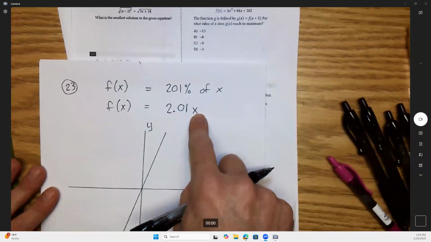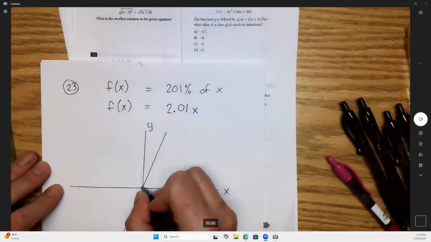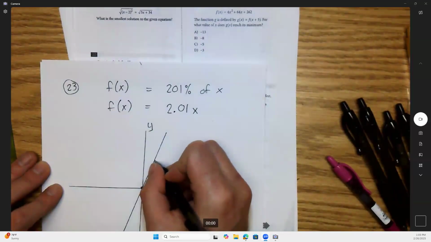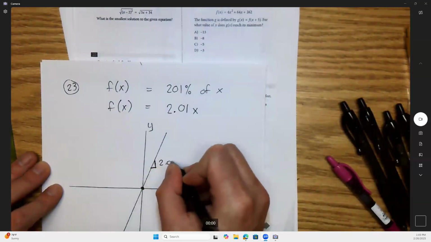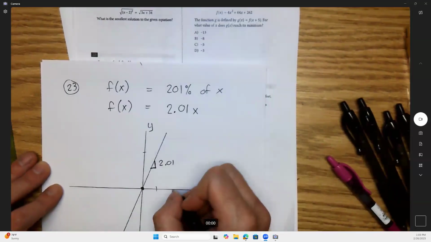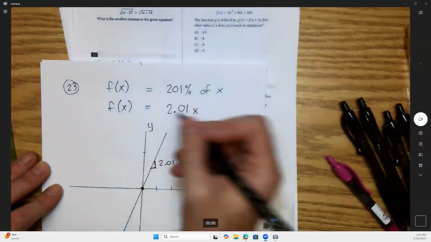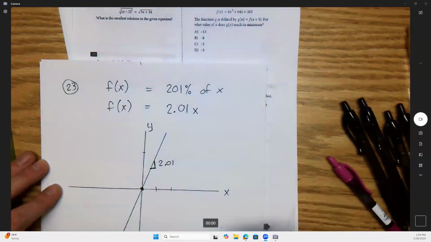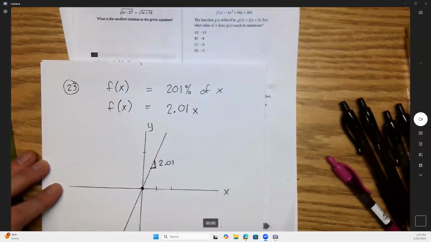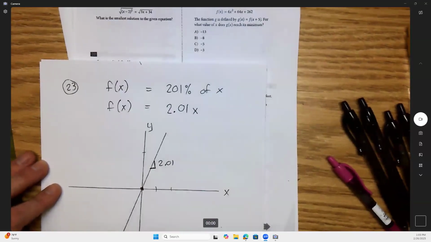If you plug in 0 for x, 2.01 times 0 is 0, so it goes through the origin. And this has a slope of what? 2.01. Okay. So if x is 1, y is 2.01. If x is 2, y is 4.02. If x is 3, y is 6.03, I think. So whatever x is, y is a little bit more than double that. So wouldn't that be linear?